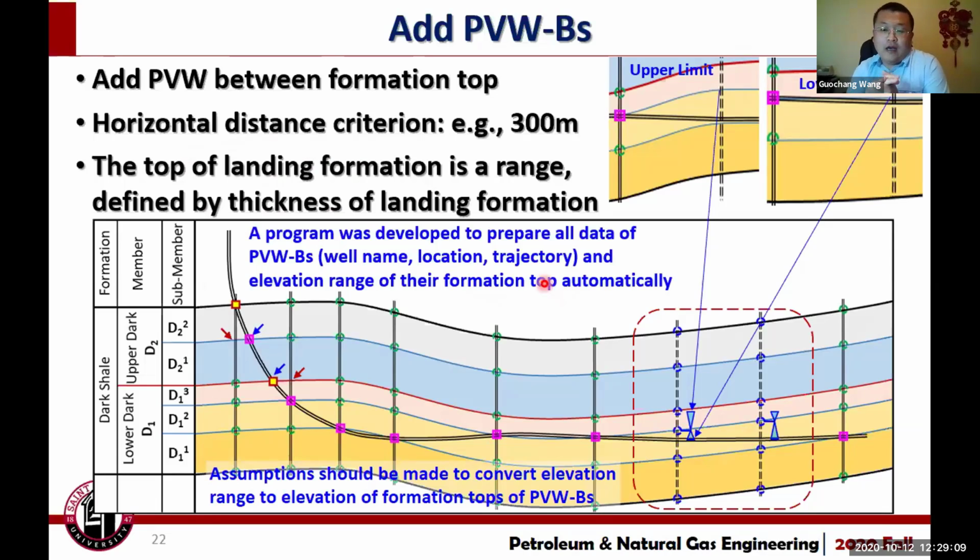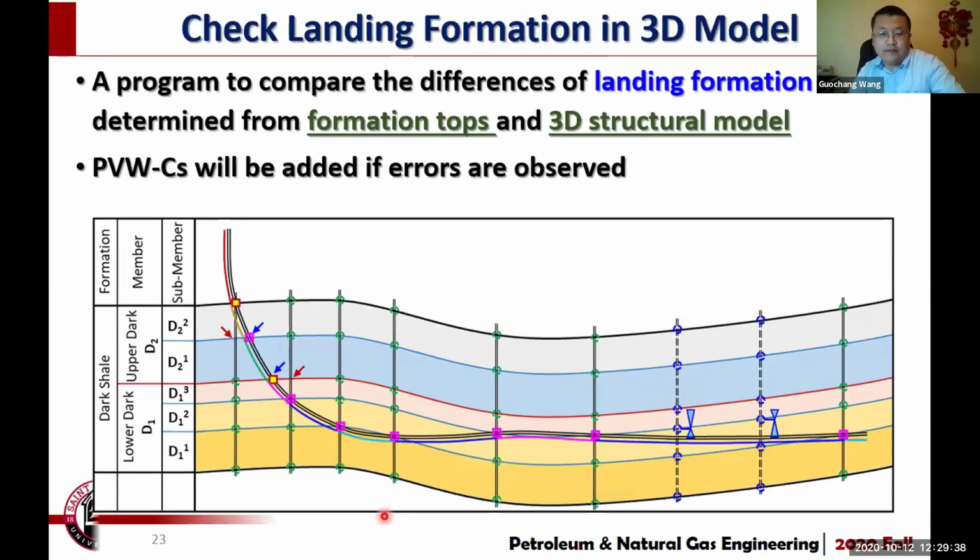Also, we don't add pseudo-vertical well B at all locations based on this distance criterion. We only add the pseudo-vertical well B at the locations we need to. That means we have errors there. The main reason is that there's a huge uncertainty, because we really don't know where those formation tops should be for the elevation, we don't know their range. So we need to make some assumptions.